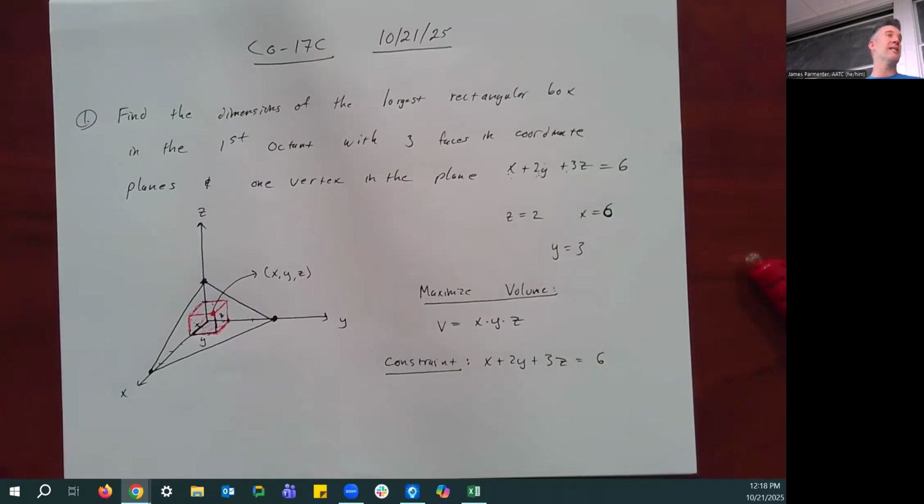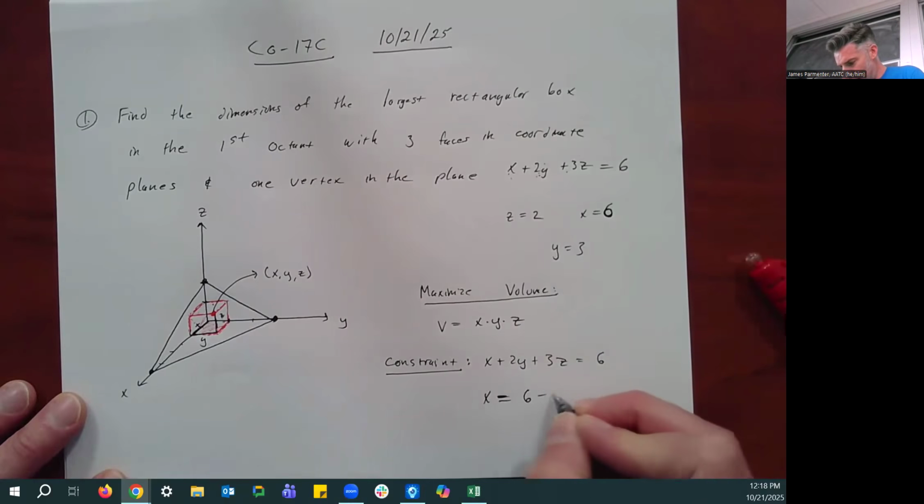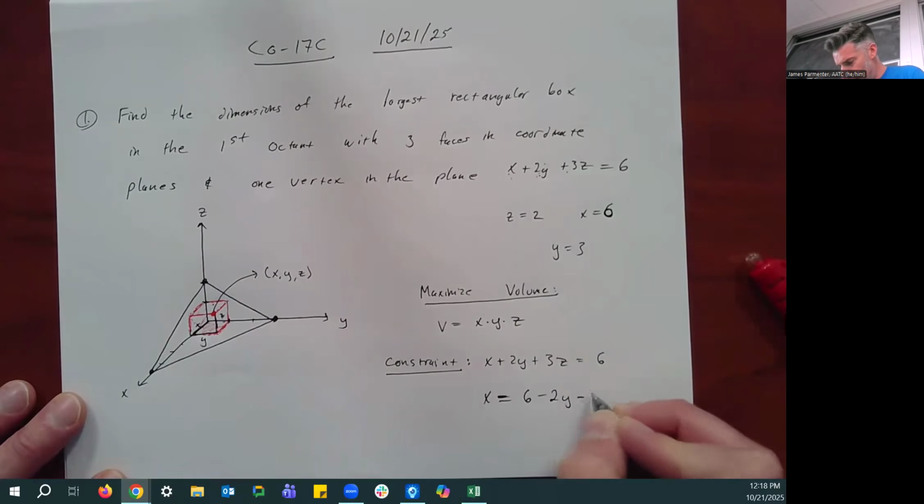Typically, I would isolate z and then plug it into the other equations and write a function of x and y. But it feels like it'd be so much easier to isolate x. Right? I don't need to introduce fractions. I can use y and z as my variables instead of x and y. So let's do that instead. So let's solve for x and say that x is equal to 6 minus 2y minus 3z.